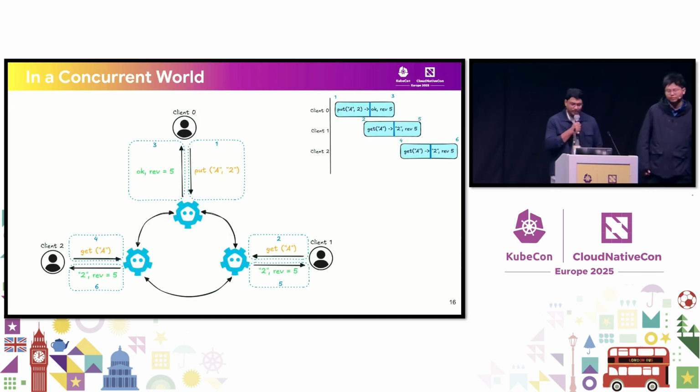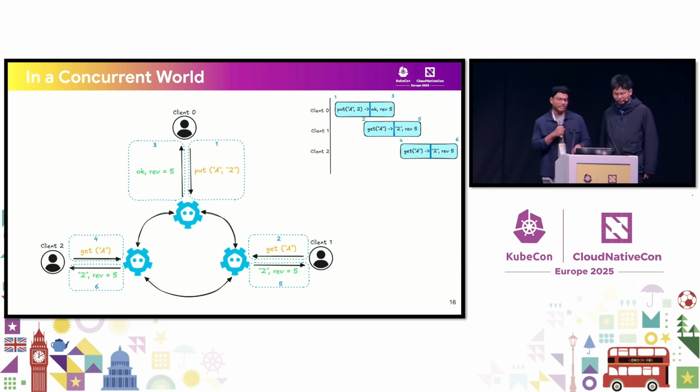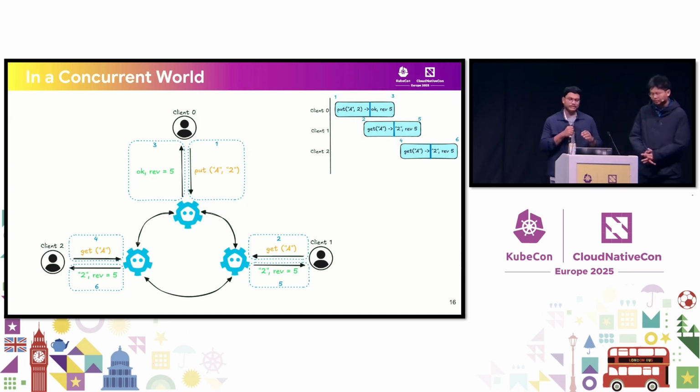Thanks, Henry. Here we have a diagram that illustrates an etcd cluster consisting of 3 members, with 3 clients making concurrent requests to each of those members. As we see, client 0 has made a put request, and even before the response is received, client 1 has made a get request. As Henry mentioned before, this is a typical case of overlapping requests, and we can also refer to the timeline graph on the top right-hand side.